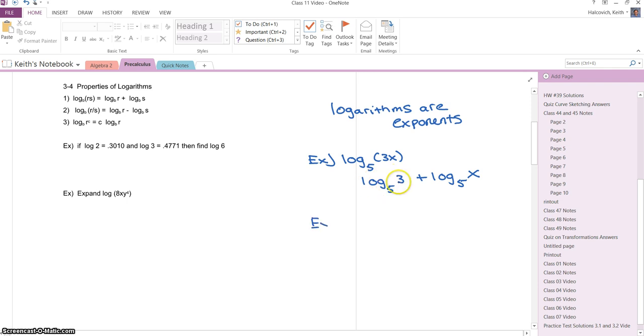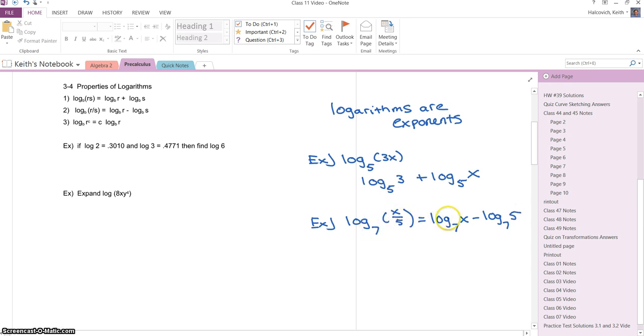Likewise, when you have a division problem, like for example log base 7 of x over 5, you can, because remember, when you divide, you subtract the exponents. So it's going to be log base 7 of x minus log base 7 of 5.